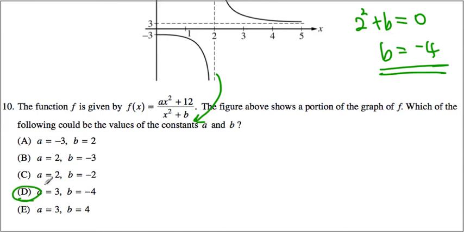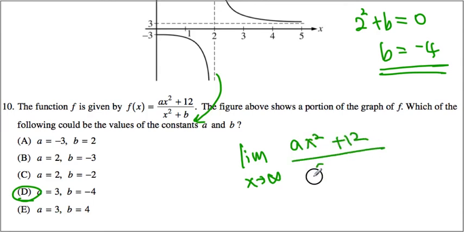But just for argument's sake, let us try to figure out a also. The horizontal asymptote is the limit as x approaches positive infinity. In this case, that's how it was: a x squared plus 12 over x squared minus 4. Now we know that portion. So in this case, this will be basically dependent upon a over 1 due to the same exponents here. But that has to be equal to 3. That means a has to be equal to 3, which is choice D.